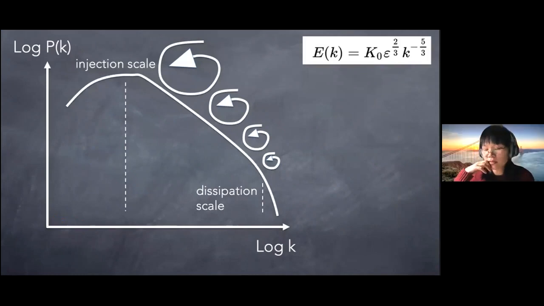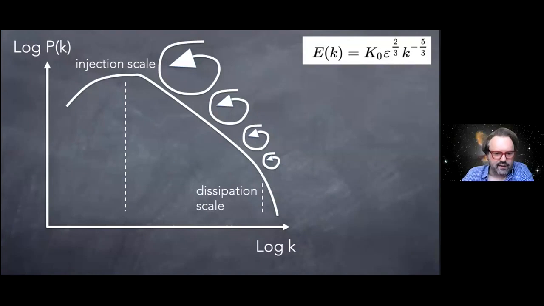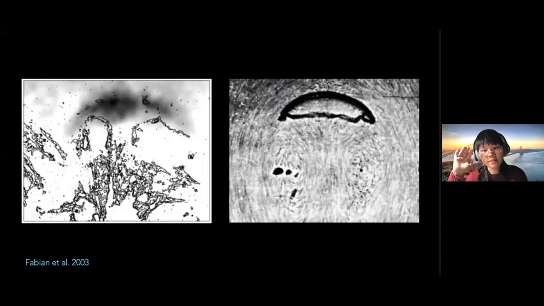In the beginning of your talk, you showed this work by Fabian 2003, where the figure has H-alpha data overlaid with X-ray. Yes, exactly. And then you said here it's more like a laminar flow instead of turbulence. Could you elaborate more on that? What is the physics behind it and why do you think that's the case?